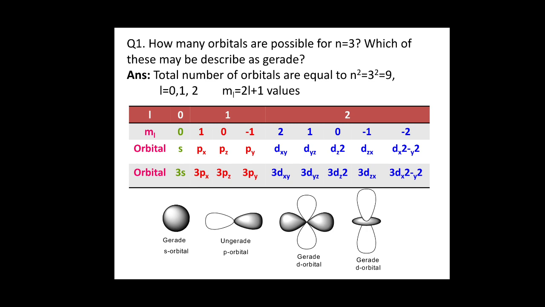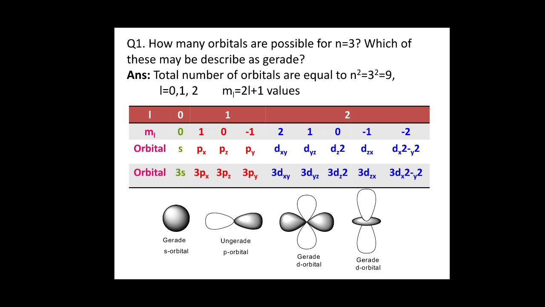Now, for different shells you can have this kind of orbitals. To completely define that this belongs to the third shell, or n equal to 3, you just put the number 3 in front of the orbital. That means the orbitals I will have are 3s, 3px, 3pz, 3py, 3dxy, 3dyz, 3dz square, 3dzx, and 3dx square minus y square.